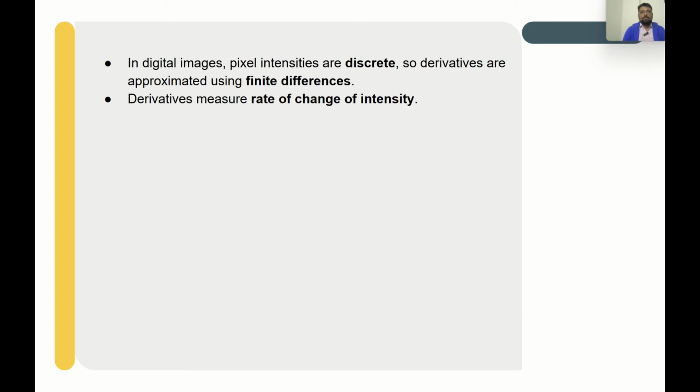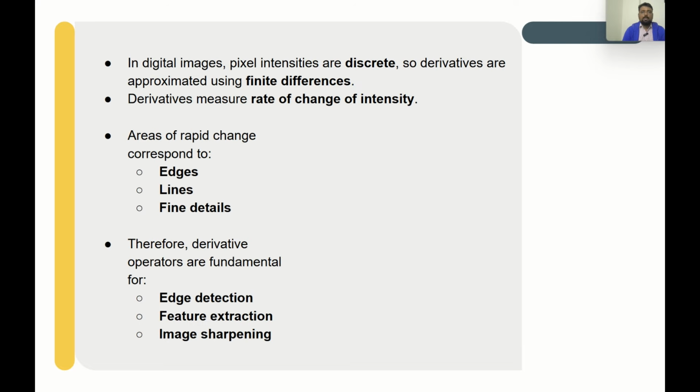In digital images, pixel intensities are discrete, so derivatives are approximated using finite differences. Derivatives measure rate of change of intensity. As we have been studying for a very long time, derivatives basically mean the rate of change of any value. In the case of image processing, that is the rate of change of intensity. A higher value of derivative gives you abrupt changes, and a lower value gives you smaller changes. Areas of rapid change correspond to edges, lines, and fine details.